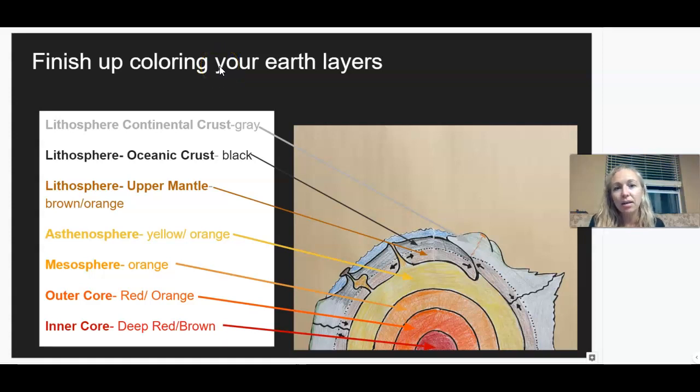Hey guys, today we're going to be working on finishing up our earth layers diagram and poster.